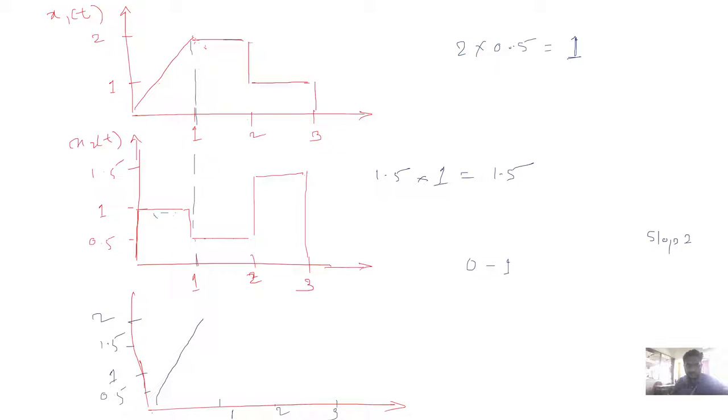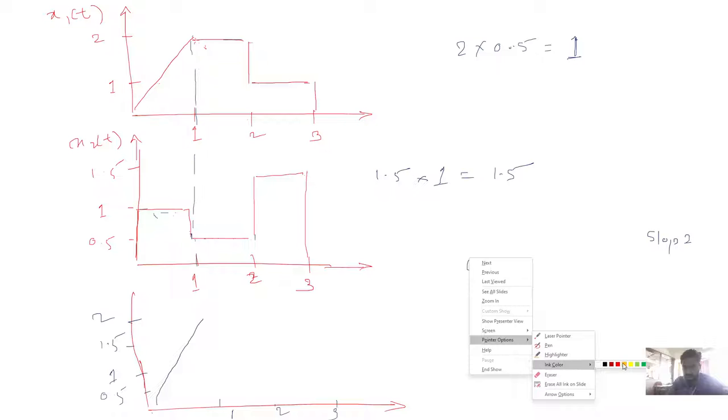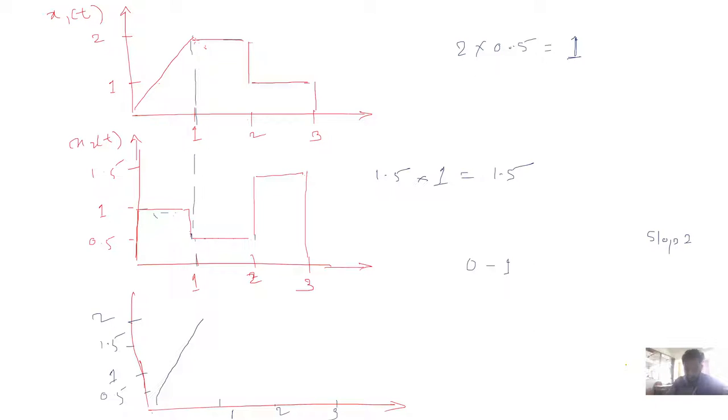Am I correct? Now from 1 second to 2 seconds, for this period, let me just take a bit. Okay, now for this time period, how should I multiply?